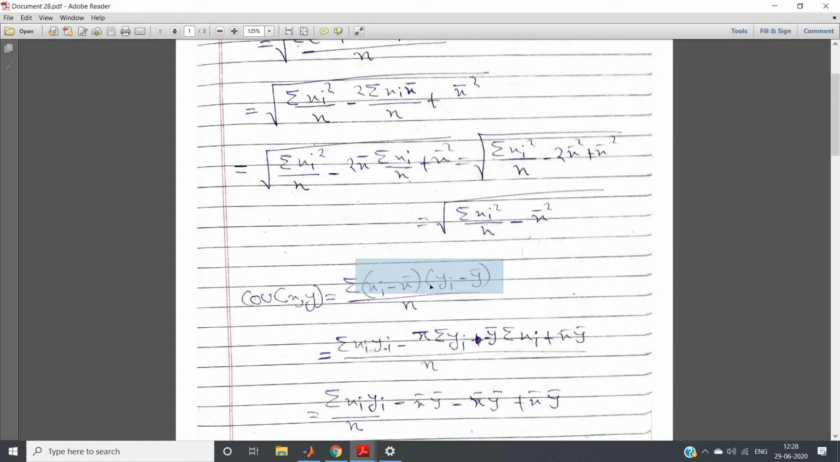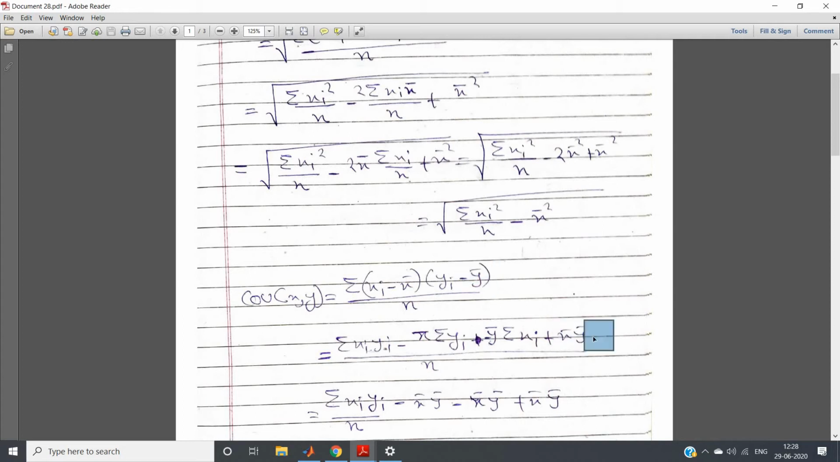Now, if you expand the numerator term, you will be having this one: summation over xi yi minus x bar into summation over yi. Why? Because x bar is constant, it will come outside of the summation. Then next one, minus y bar into xi. So minus y bar again comes outside of the summation, so minus y bar into summation over xi. And then this particular term will be x bar y bar, minus minus, so this will be basically summation over x bar y bar, which is nothing but x bar y bar into n.